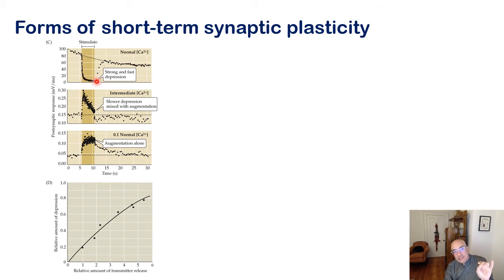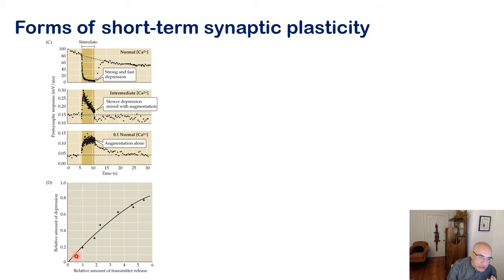Now, whether you see depression or augmentation depends on how much calcium you have in the extracellular medium. And that means that of these two processes, if I have normal levels of calcium, depression wins. If I have very low calcium, augmentation wins. If I have intermediate calcium, I have augmentation initially and then depression right after that. So you expose both of these processes. Augmentation or facilitation is due to accumulation of presynaptic calcium levels, whereas depression is due to running out of vesicles.